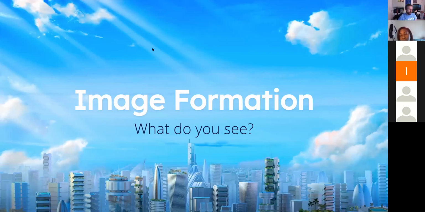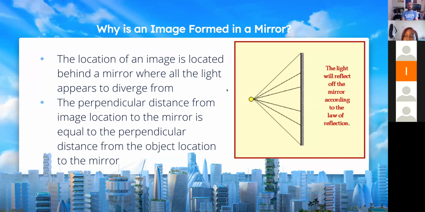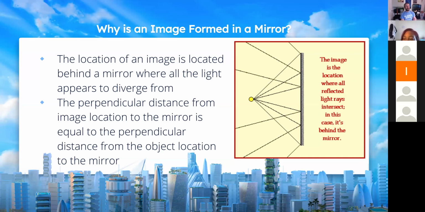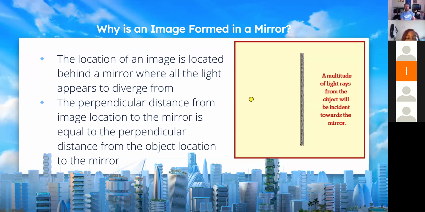So the second part of this reflection lecture is all about how images are formed and how we can trace the rays in order to track those images that are formed. So the real question here is, why is an image even formed in a mirror? We all take it for granted that when we look in a mirror, we see what we look like. And it's not exactly what we look like. We know it's flipped around. But how is it that that image is formed?